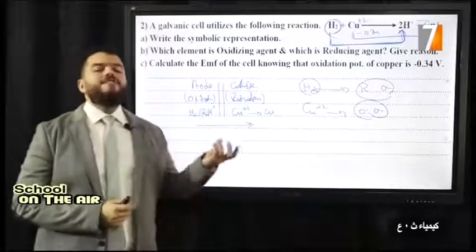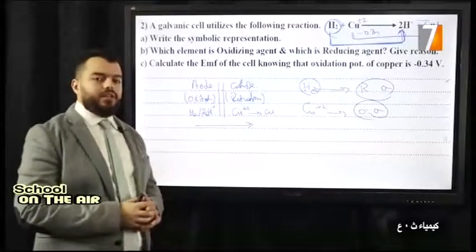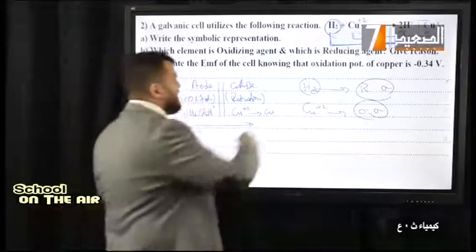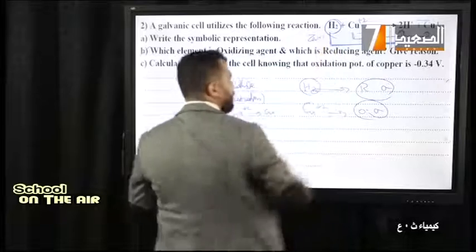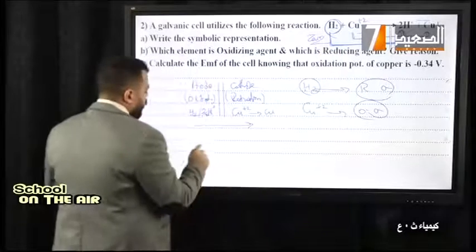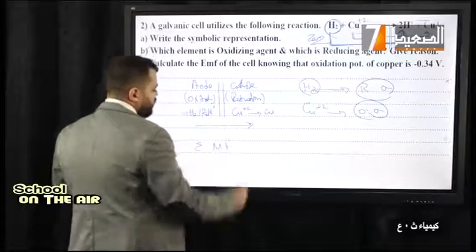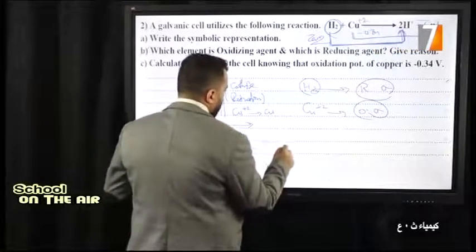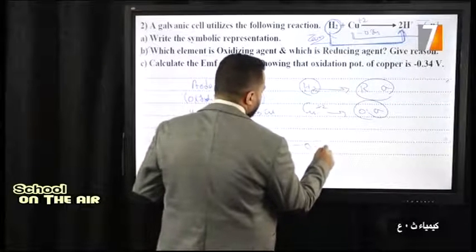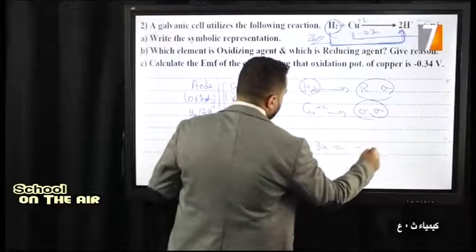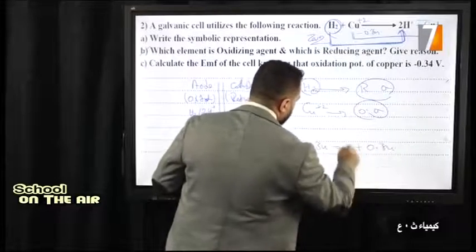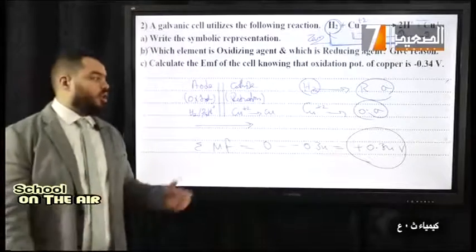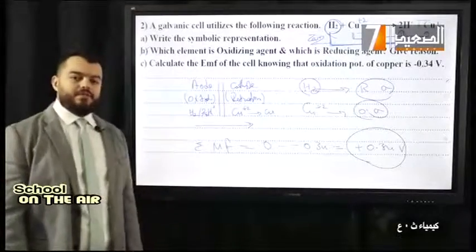Why didn't he give us the oxidation potential of hydrogen? Because you know that the standard hydrogen electrode is equal to 0. Okay? So when you calculate the EMF, you will make 0 minus negative 0.34 to give us positive 0.34 volt, which represents a galvanic cell with a positive EMF.